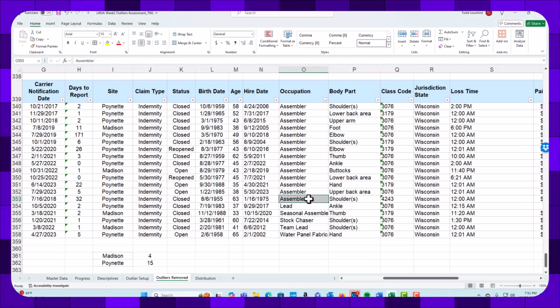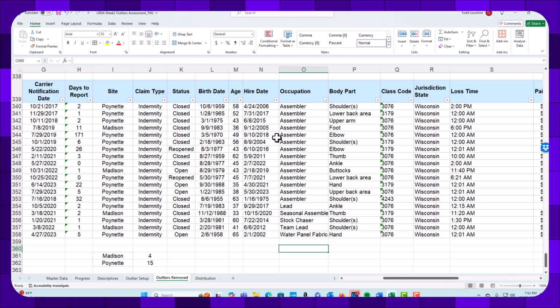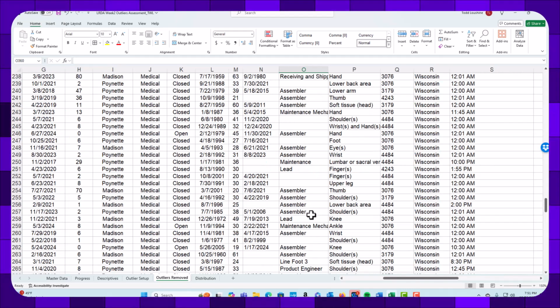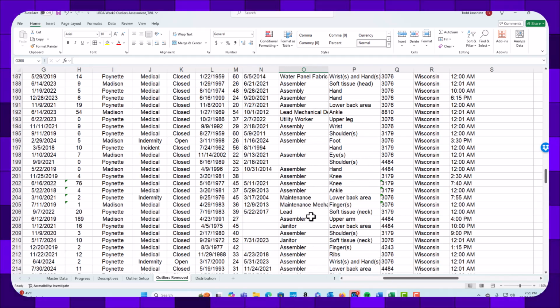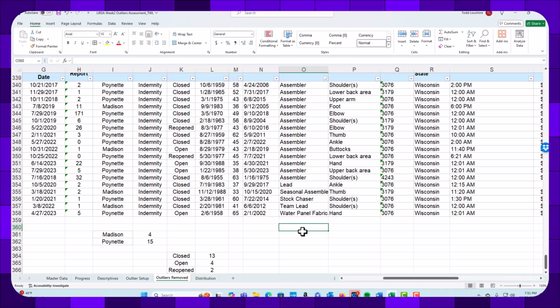Most of them are assembler. Ooh, I gotta fix that. That's an error entry. If you guys saw that, make sure you fix that. Otherwise, we'll have to look up above too. I don't think we're going to be using this particular category, but something small like that can cause a problem. That's why I always check my work before I move on. Lead, but lead what? Lead assembler? There's a seasonal assembler. Team lead.